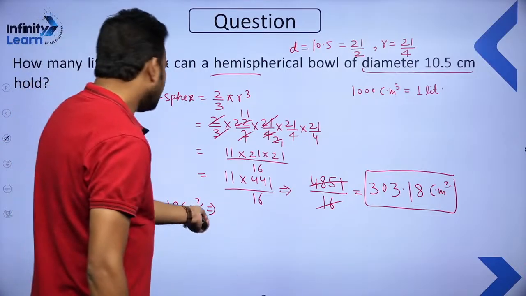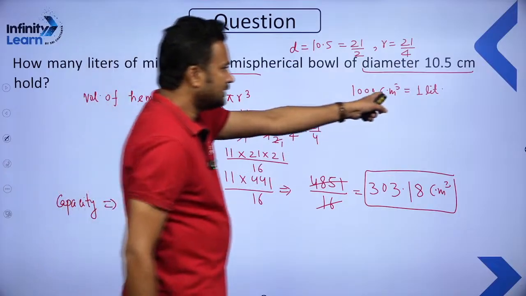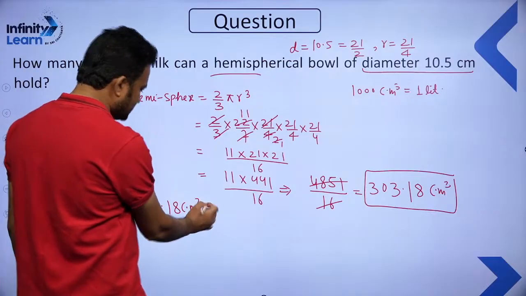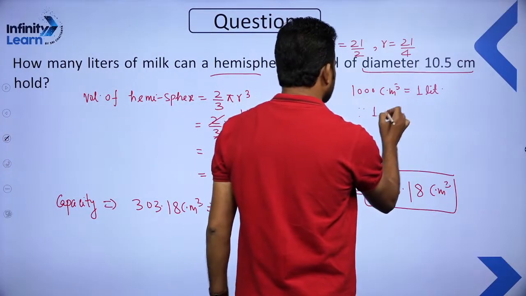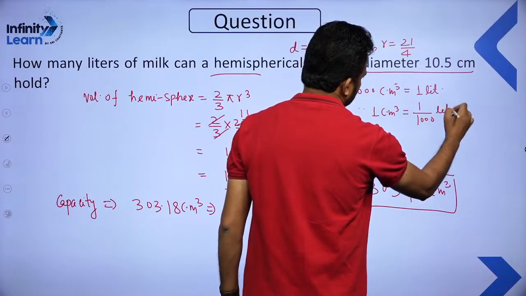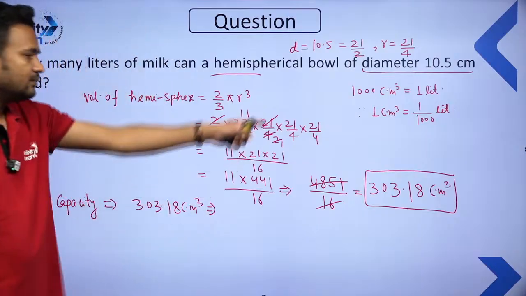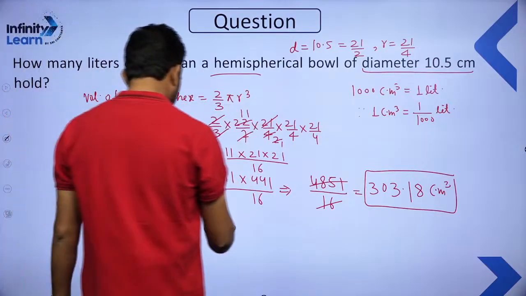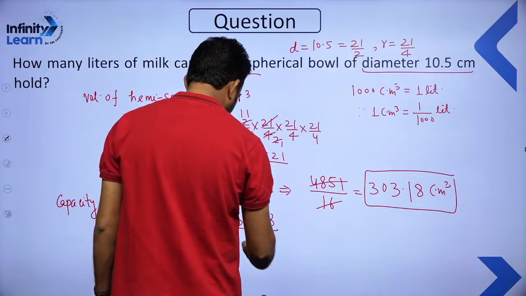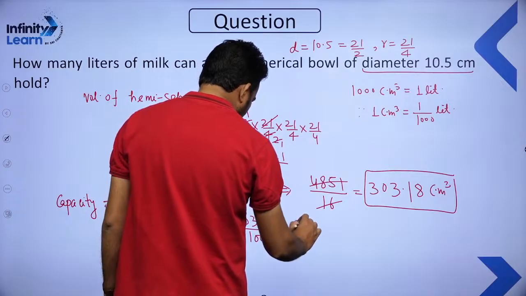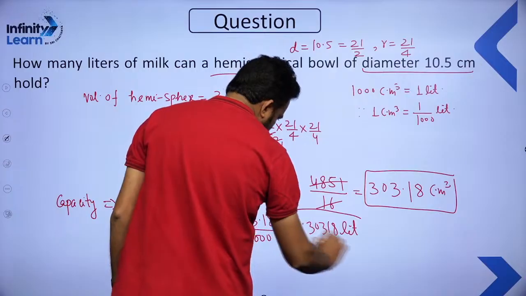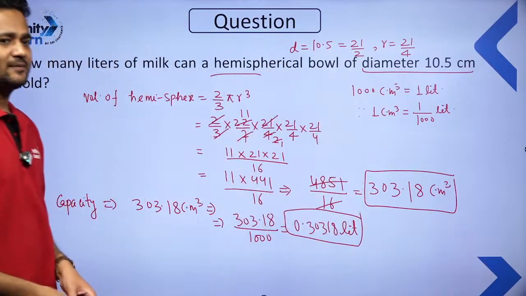or if you want to convert it into liter, so 1 centimeter cube is equal to 1 by 1000 liter. You can think like this. So 1 centimeter cube is equal to 1 upon 1000 liter. So this much centimeter cube will be equal to multiply by 1 by 1000. So 303.18 divided by 1000. So we'll get 0.30318 liter. Okay, and please check the calculation once again, guys.